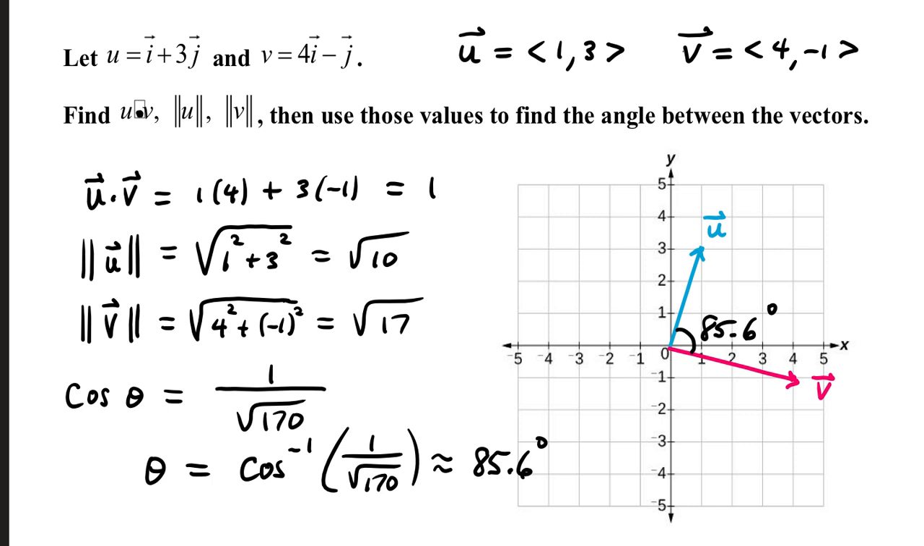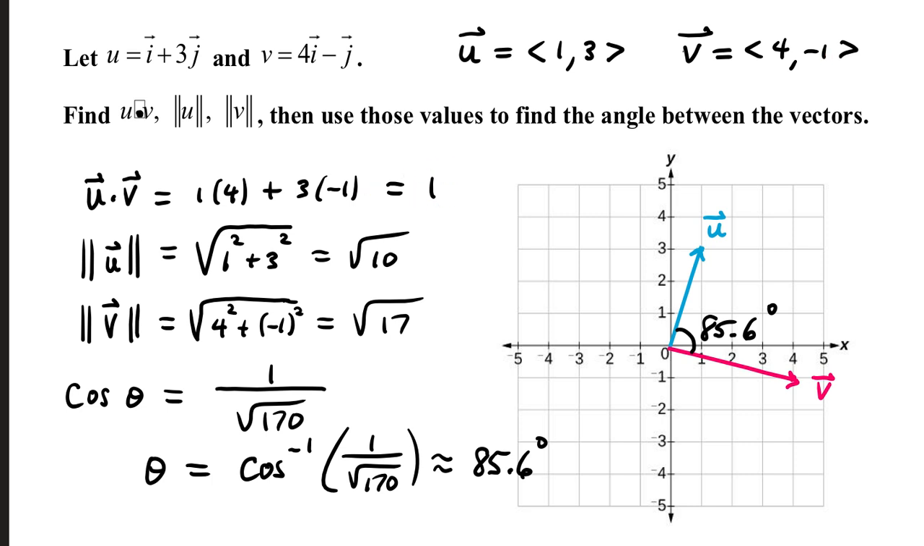Vectors in unit vector notation, that's with the i and the j. You want to keep the coefficients of i and j in order. Then you can write it in component form. So vector u is 1, 3. Vector v is 4, negative 1. u dot v, that's 1 times 4 plus 3 times negative 1. And that gives us a value of 1.